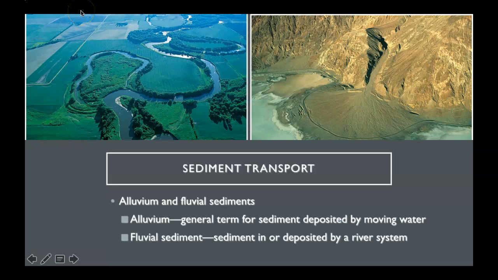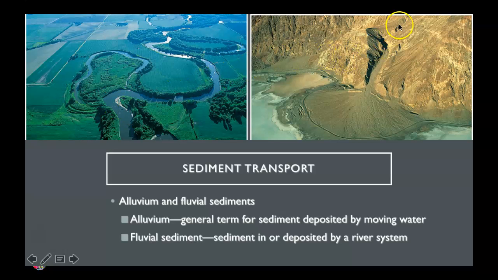So sediment is moved by the stream, and there's two different terms, alluvium and fluvium, or fluvial sediment. Alluvium is a general term for sediment deposited by moving water. Fluvial sediment is sediment in or deposited by a river system. On the left, there's a meandering stream with point bars on the inside of the meanders. Those would be fluvial sediments.